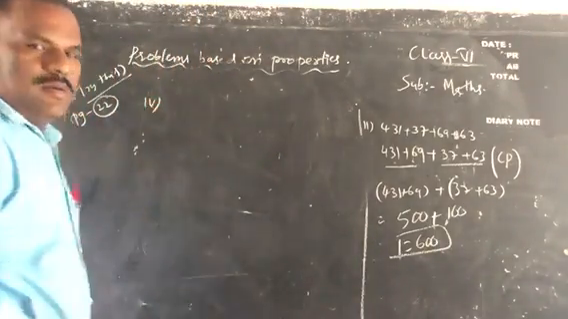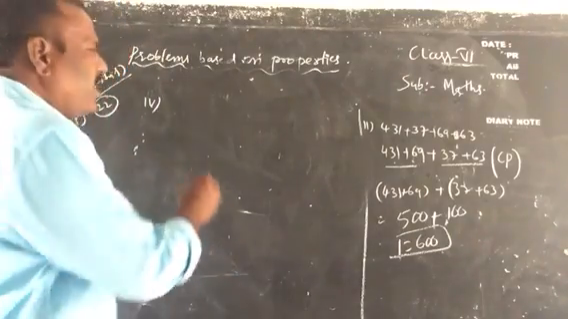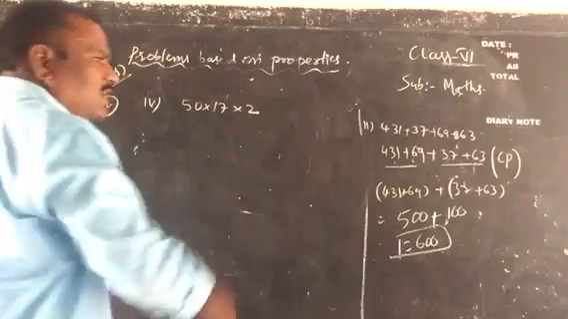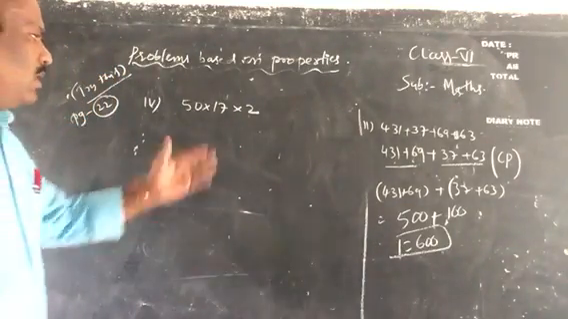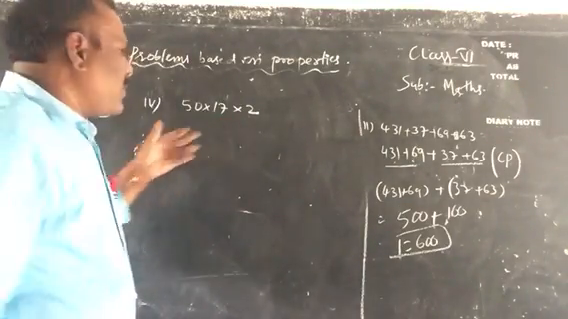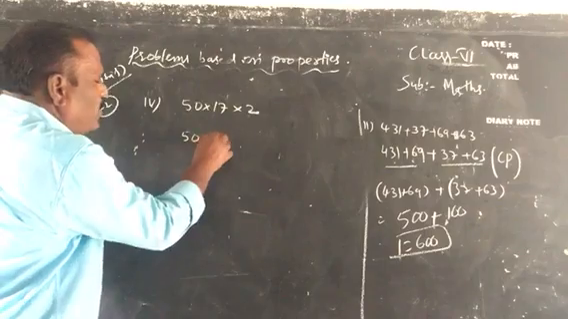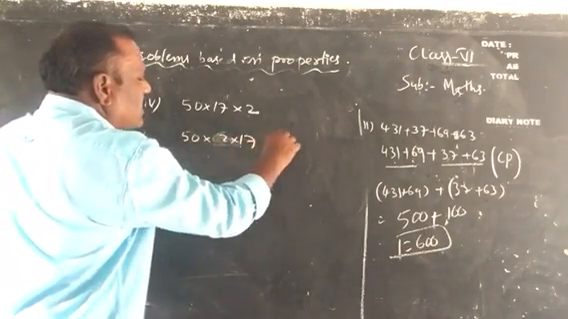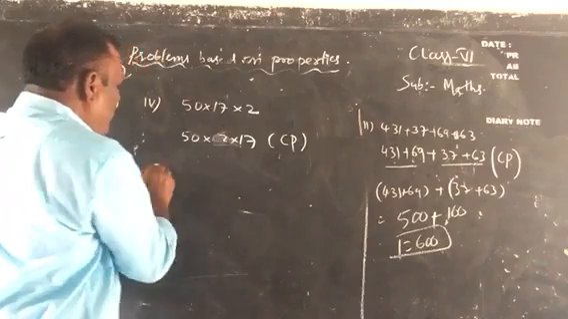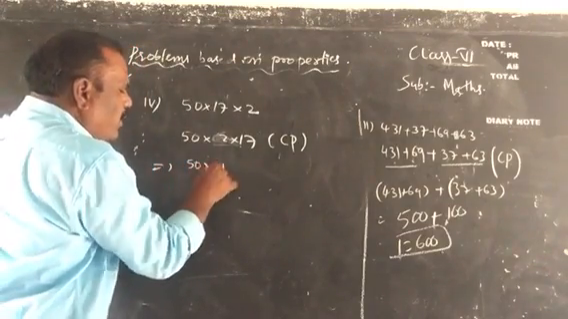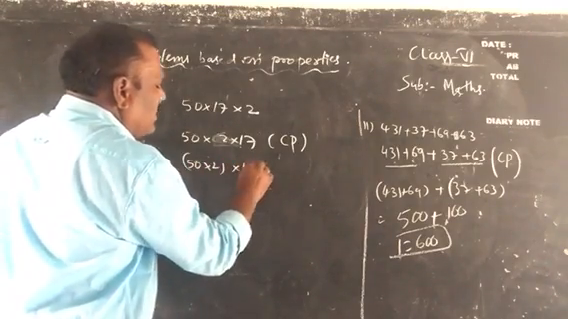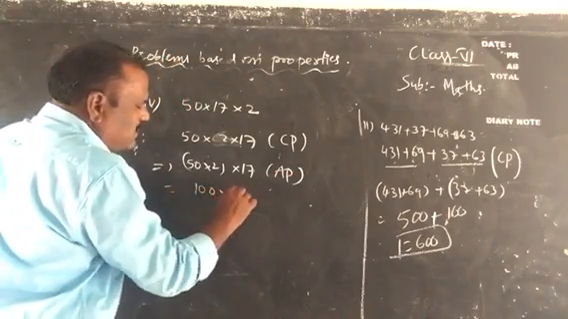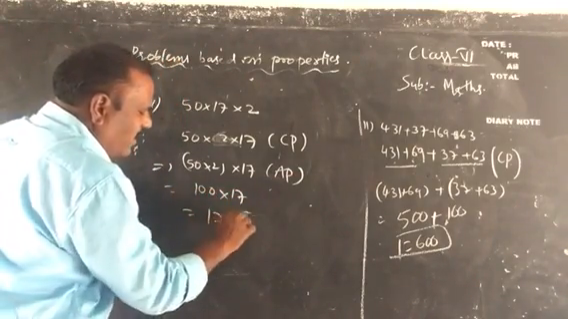Fourth sum. 50 into 70 into 2. Same, this also we can apply both commutative property and associative property. So here, children, 50 into 2 into 70. This is CP, commutative property. And 50 into 2 into 17. This is AP, associative property. And 100 into 17 equals 1700.